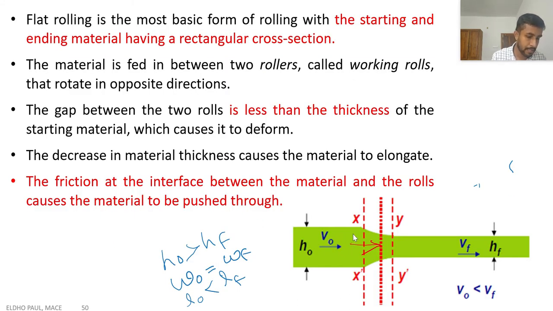Okay. So this V0 and Vf. When material is flowing from this point to this point, that is from XX to YY, the velocity will increase from V0 to Vf. At XX, its velocity is V0. But when it is coming out from the rolling gap, that is at YY, its velocity is Vf, which has a higher value than that of V0.